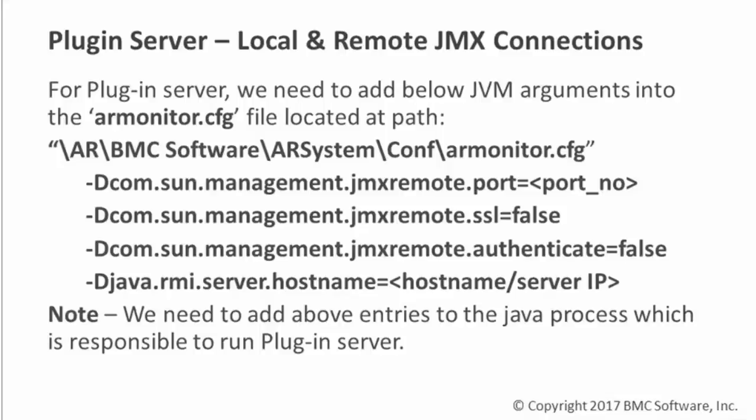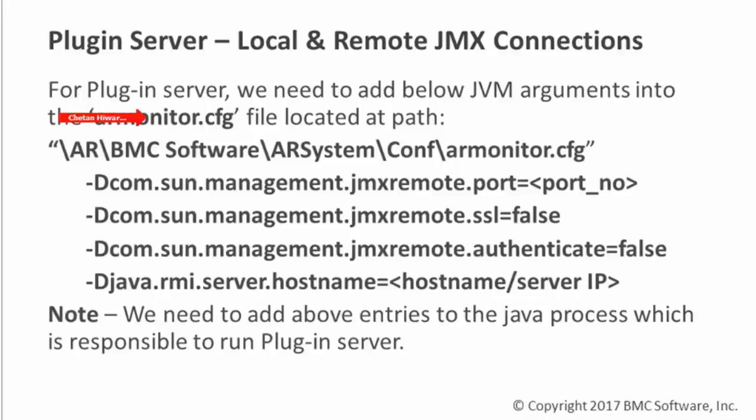So for the plugin server, again the steps are exactly the same. The only difference is these 4 parameters which need to be added to a different file, which is armonitor.cfg, located in the AR system conf directory. The parameters are again the same. So we need to add these parameters in armonitor.cfg.